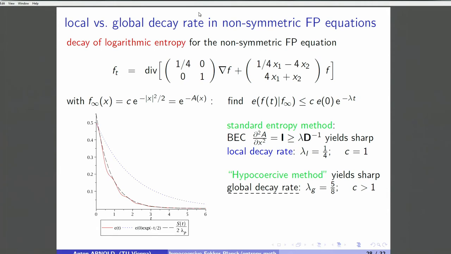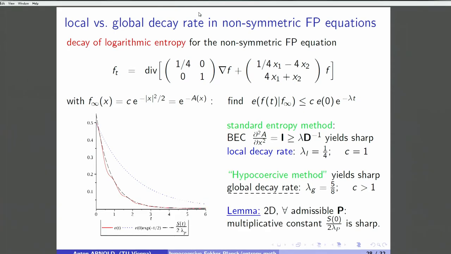Then on the other hand, we have this variant of the entropy method, which gives us a sharp global decay rate in the sense of capturing the sharp envelope of this wavy decay. With a decay rate, which is 5/8, which is clearly better. And in this case, we can also show that at least in two dimensions, we always catch this sharp envelope. So I have a few more minutes left. So far, this picture and the comparison of these two methods look quite nice. There's just one question left: why does this work?